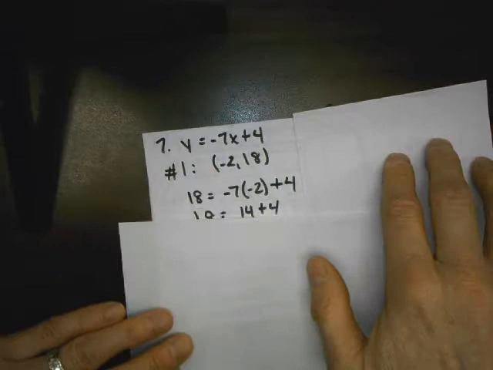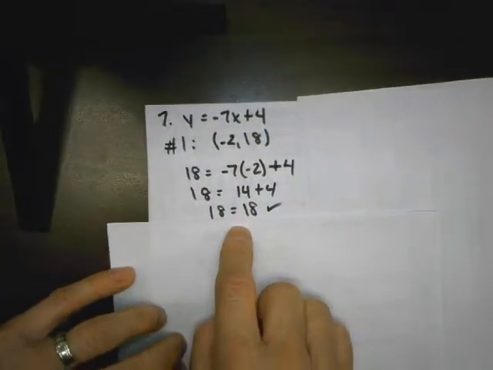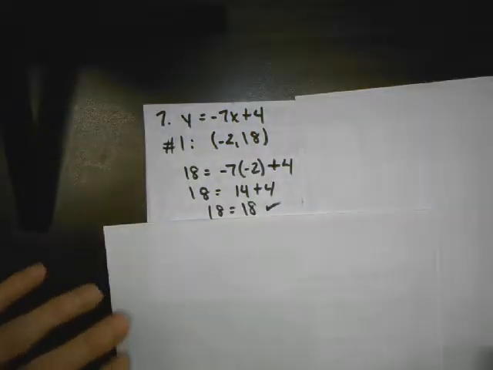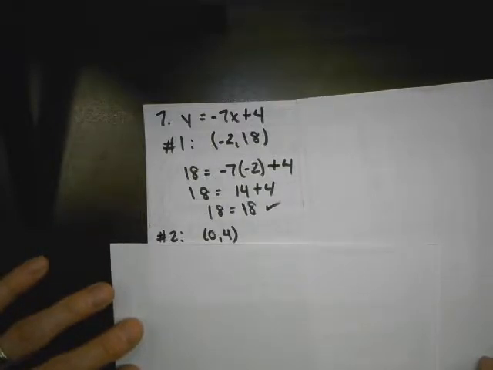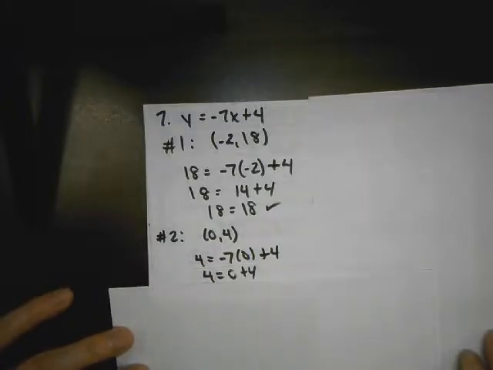Remember to multiply first. Negative times negative is positive. And since 18 equals 18, that makes this true. If it makes it true, it's a solution. Another way to say that is it's on the graph of the line of that equation. Now we test 2 again. Plug in y where the y goes, x where the x goes. Multiply first. That's true.